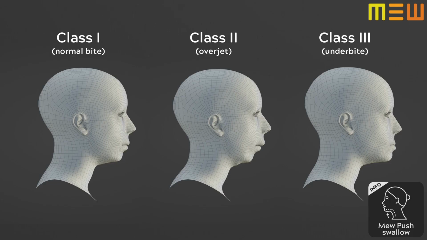Interestingly, there are only a few positions in the mouth where the tongue can rest and function comfortably. And these determine the type of malocclusion, tooth crookedness, that they get.